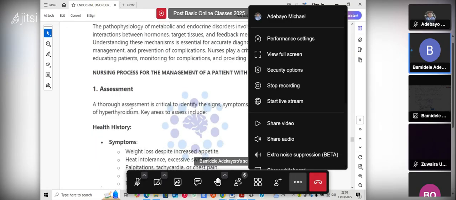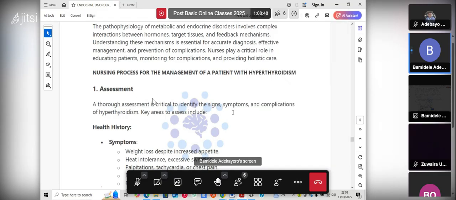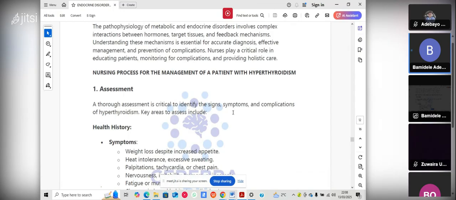So a thorough assessment is critical to identify the signs, symptoms, and complications of hyperthyroidism. The reason I put complication is because at the time when a patient presents to hospital, there may be complications already. Sometimes patients come late to the hospital, and at that point there are already complications. So at that moment you are not only dealing with the disorder, you should also deal with the complication.